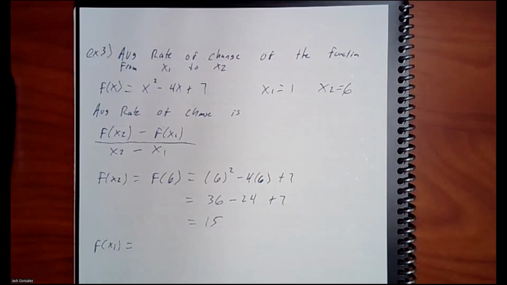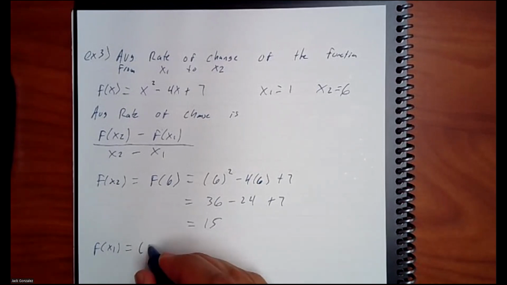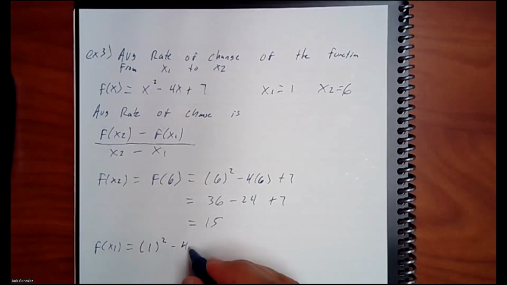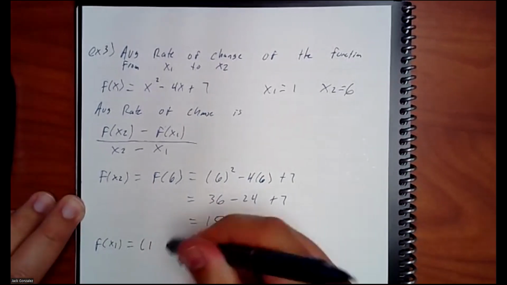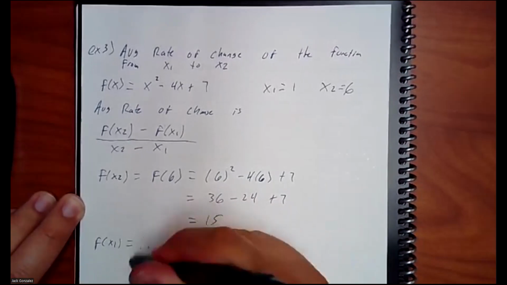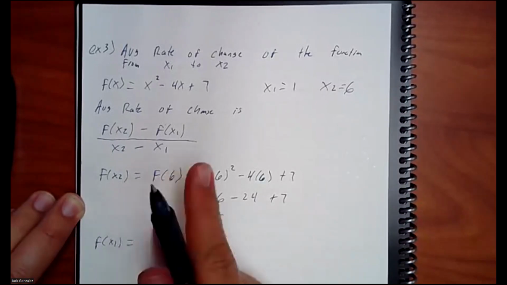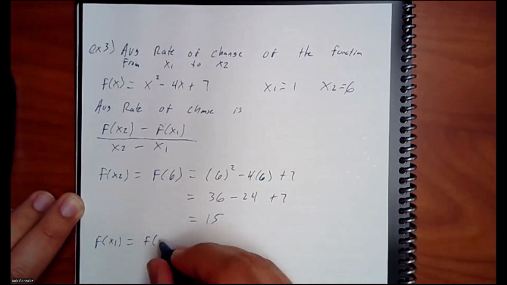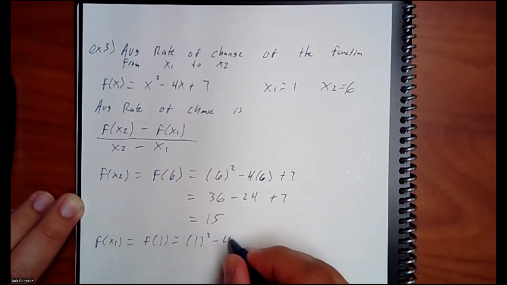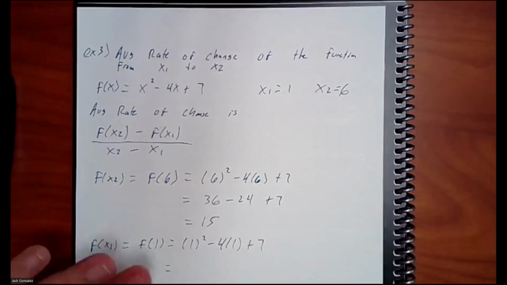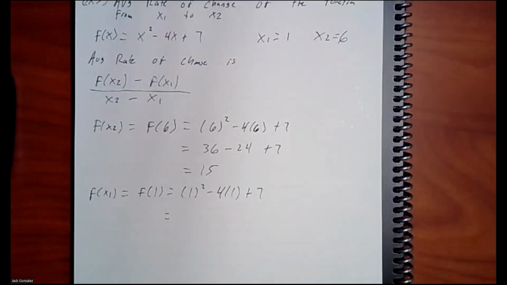That will be f of 1, which is 1 squared minus 4 times 1 plus 7. Oops, let me show that in-between step, forgot. Was it 12? Yeah, it is.